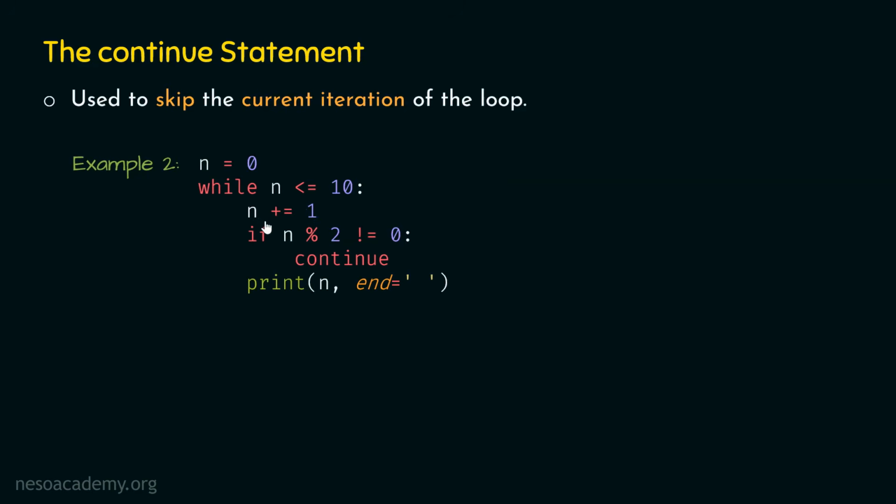N becomes 2. Now again we are checking this condition. This time this condition is not satisfied. Therefore, continue statement is not executed. But this time print function is executed. Therefore, 2 along with the white space is printed on the screen. Then after this 4 will be printed, 6 will be printed, 8 will be printed, and 10 will be printed. Therefore, the output of this program is 2, 4, 6, 8 and 10. I hope this is clear. So this is the output that we are getting.